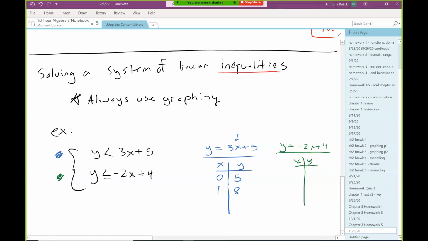And I'll do the same kind of thing. I'll pick a value for x, and I'll find the corresponding value for y. So maybe I pick x to be 0, so y would give me 4. If I pick x to be 1, y would be 2. Do you guys all remember finding points on a line back when you did this in geometry last year even, right?